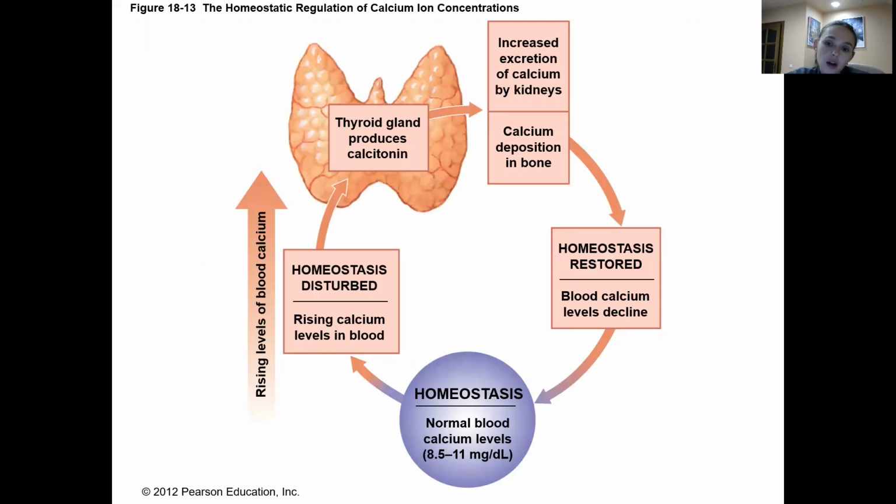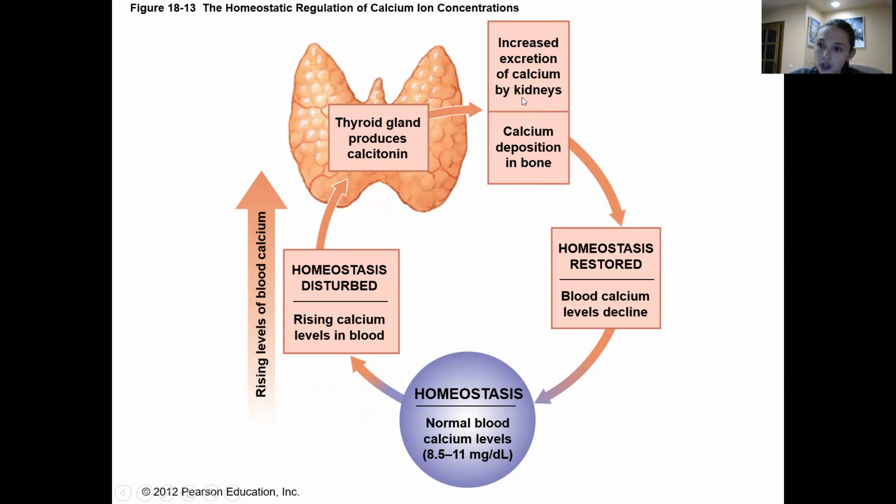So, now let us discuss homeostasis and disturbance of the calcium level. When we have an increased level of calcium, a rising level of calcium in the blood, the thyroid gland is going to produce calcitonin. As a result, calcitonin is going to inhibit osteoclasts. So as a result, calcium will deposit in the bone. Besides this, calcitonin will be responsible for increased excretion of calcium by the kidney.